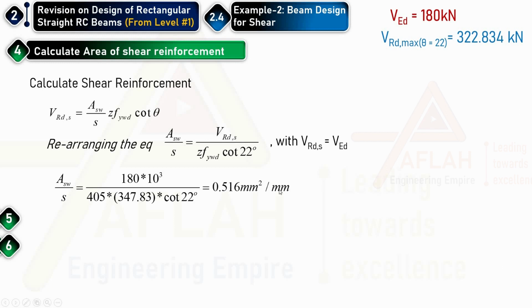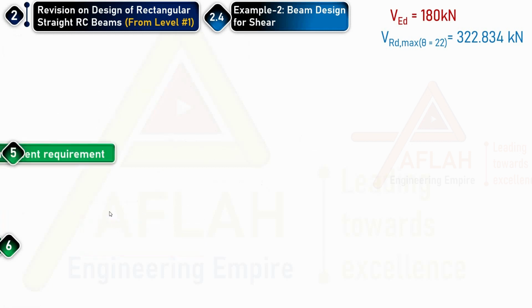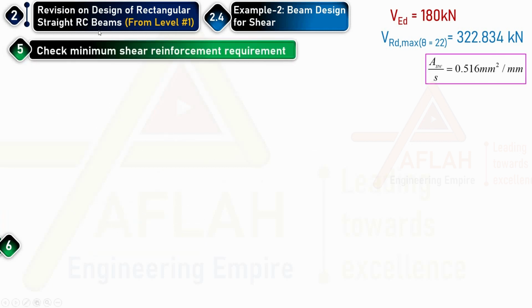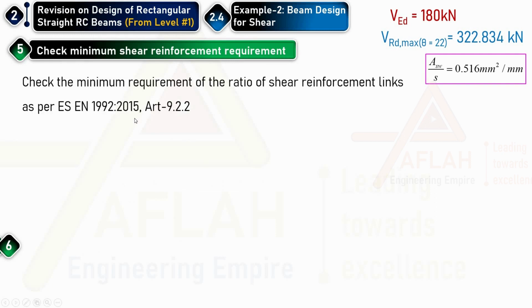This is millimeter square per millimeter. Now once you decide this, then you can calculate this one, okay? Easy. Now this is our ratio. With this ratio that we have here, check the minimum reinforcement requirement. You can check this minimum reinforcement with this ratio.